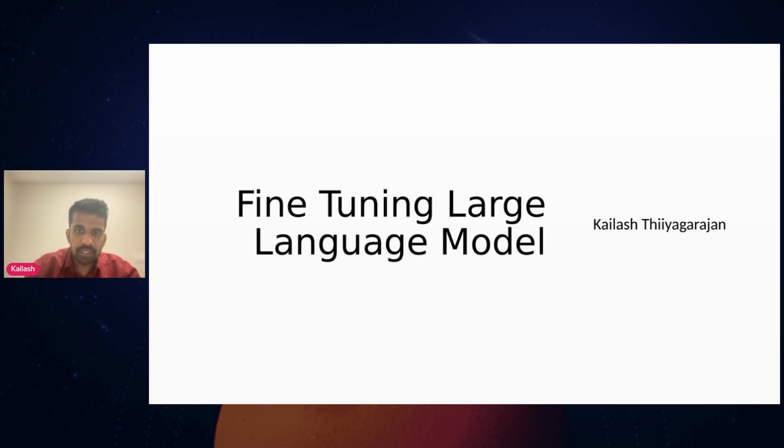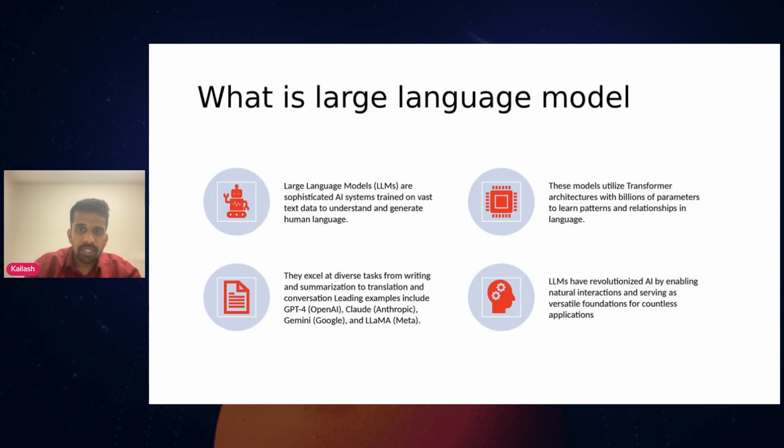Let's go through this. The first one, I would like to discuss what is a large language model. You can think of it as more of a neural network-based architecture, specifically the transformers. It was introduced in the "Attention Is All You Need" paper in 2017. So this is the architecture which is used in the large language models which we currently use.